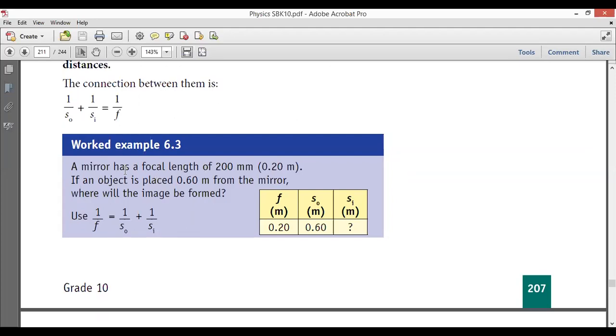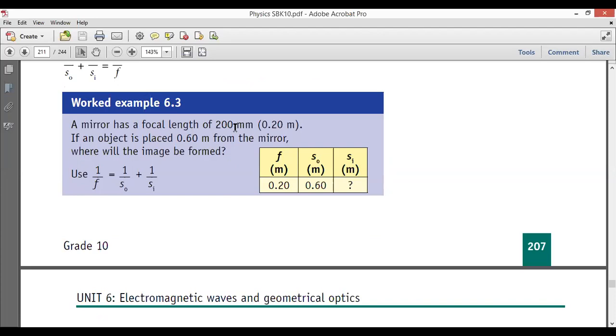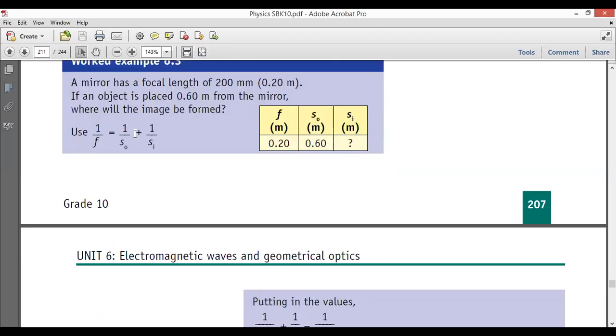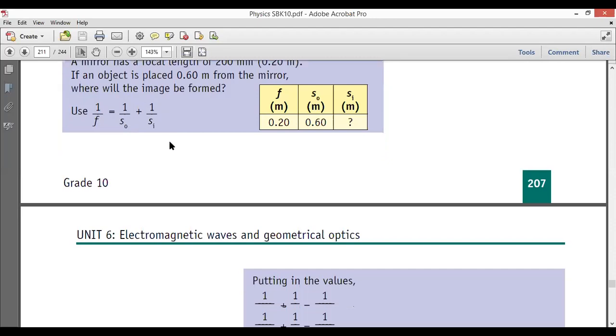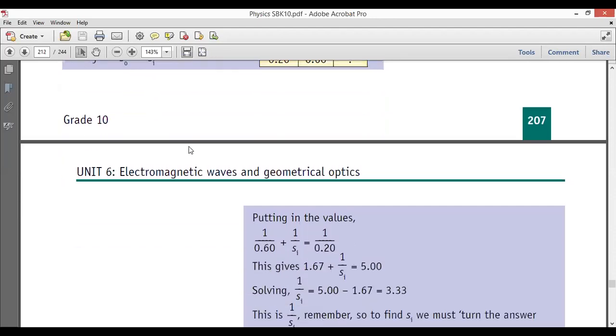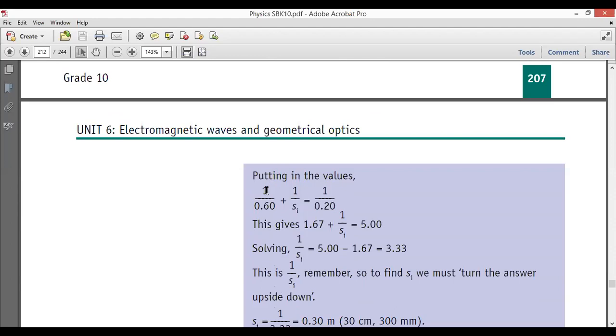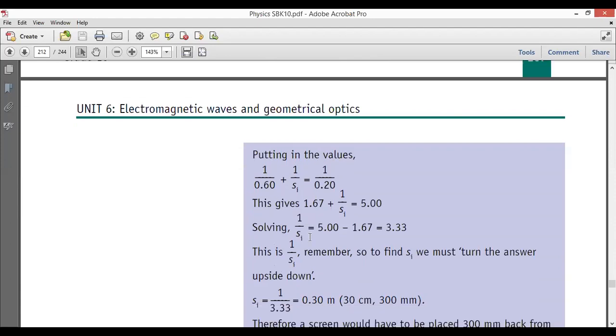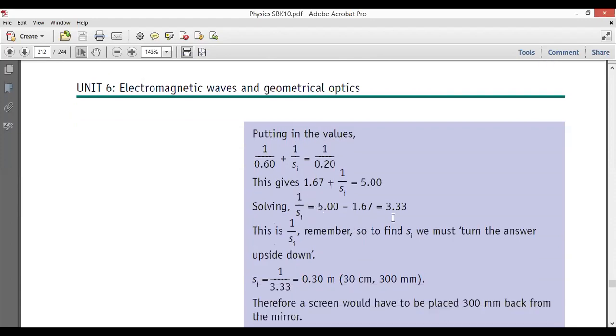For example, there is an example over here. A mirror has a focal length of 200 millimeters, 0.2 meter. If an object is placed 0.6 meter from the mirror, where will the image be formed? In order to find this, we are going to use this formula: 1 over f equals 1 over object distance plus 1 over image distance. So 1 over 0.6 plus 1 over si equals 1 over 0.2. When we subtract, we find 1 over si equals 3.33.